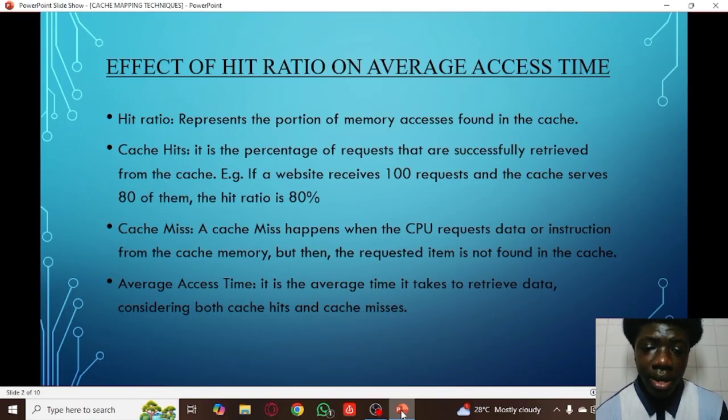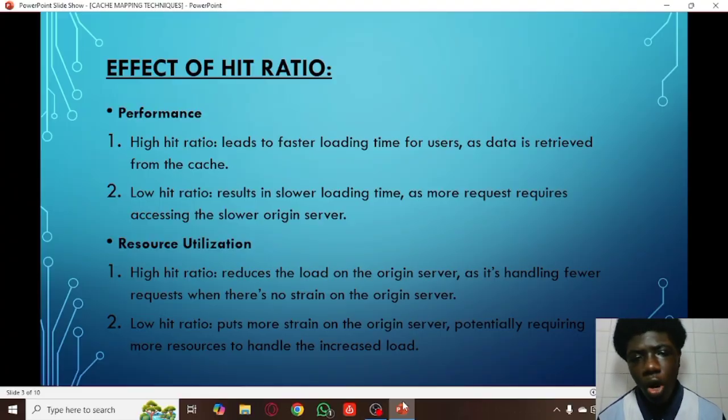Average access time. It is the average time it takes to retrieve data, considering both cache hits and cache misses. Effect of hit ratio on average access time in terms of performance. When the hit ratio is high, it leads to faster loading time for users, as data is retrieved from the cache. When the hit ratio is low, it results in slower loading time, as more requests require accessing the slower origin server. In terms of resource utilization, when the hit ratio is high, it reduces the load on the origin server, as it's handling fewer requests and there is no strain on the origin server.